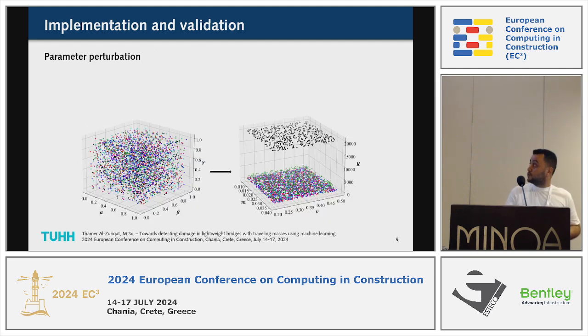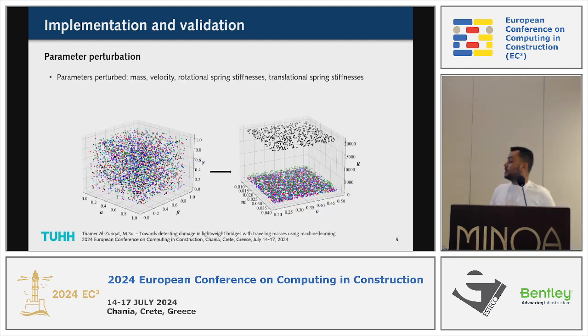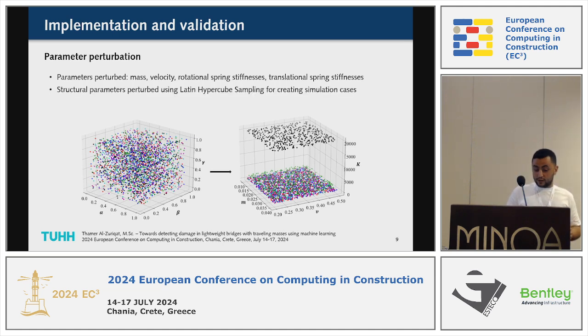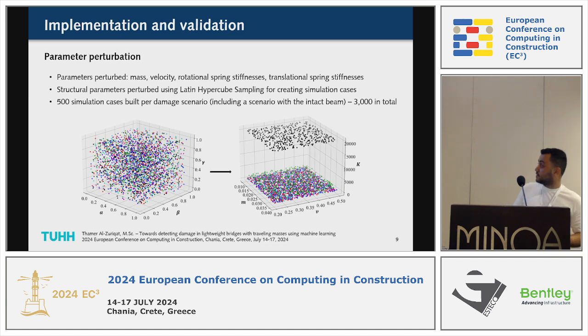Now, there are too many factors to consider when doing simulations. One of them is the value of the mass, the velocity of the mass, the rotational spring stiffness, as well as the translational spring stiffness. To know how many simulations you need to do, you can use something called hypercubic sampling. For our case, we wanted to have 500 simulations per damage scenario. In total, for our 6 scenarios, we would have 3,000 simulations to run.